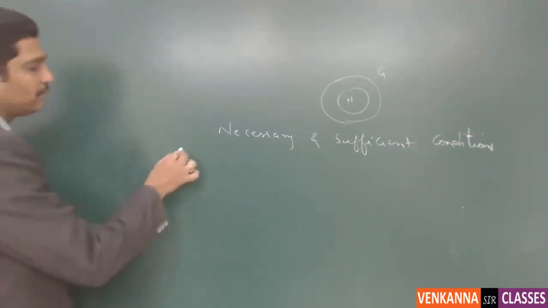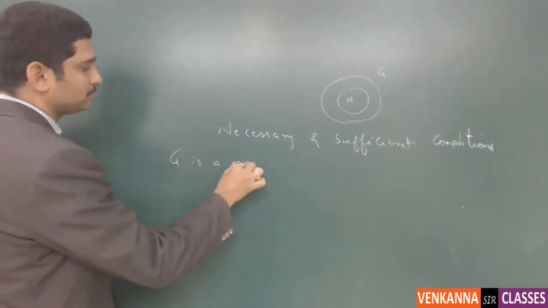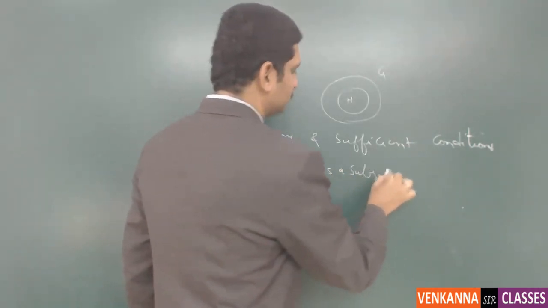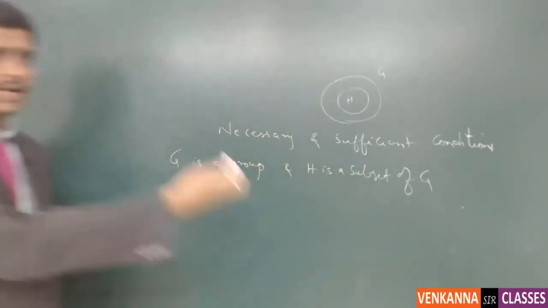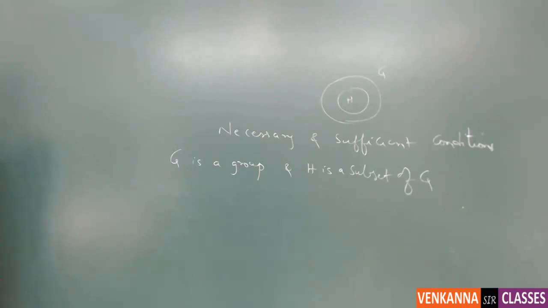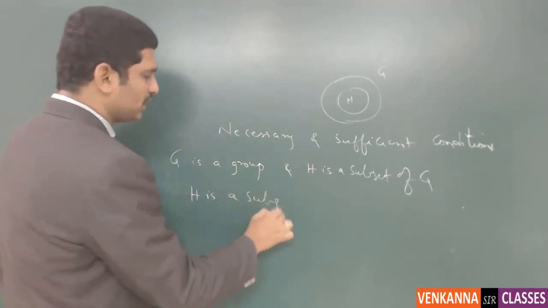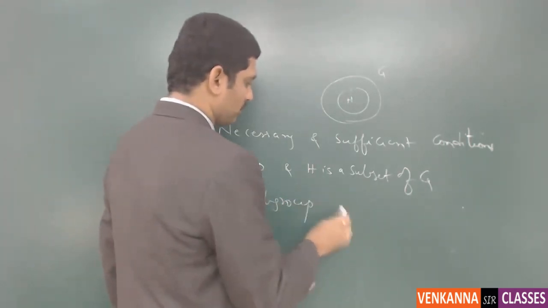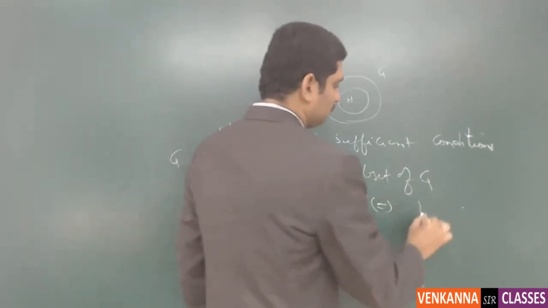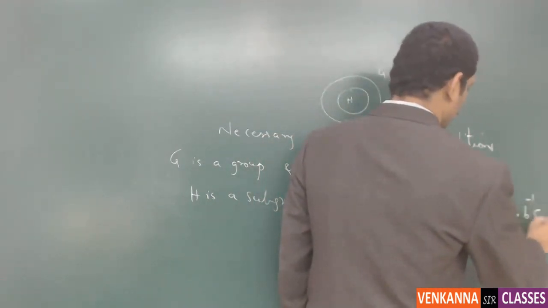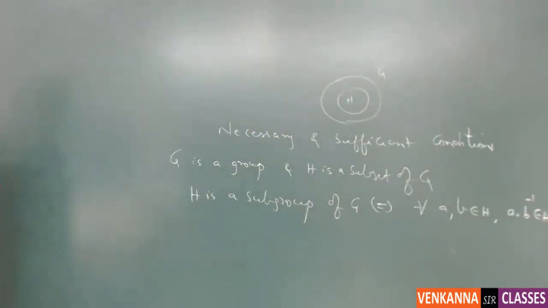So you take that G is a group and H is a subset of G. While talking about subsets, we always think of a non-empty subset. Don't think of an empty subset. So H is a subgroup of G if and only if for all A, B belonging to H, A dot B inverse belongs to H. You take a note of that.